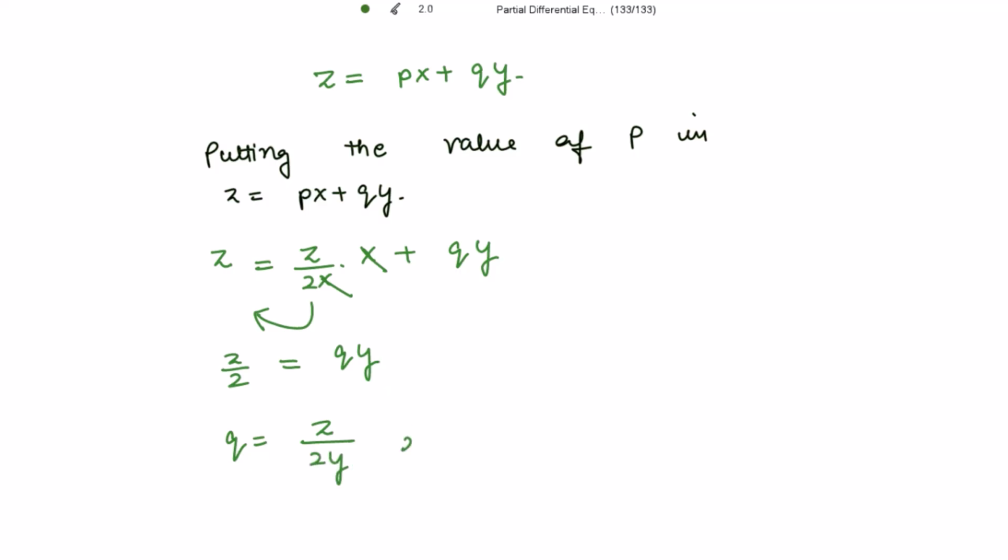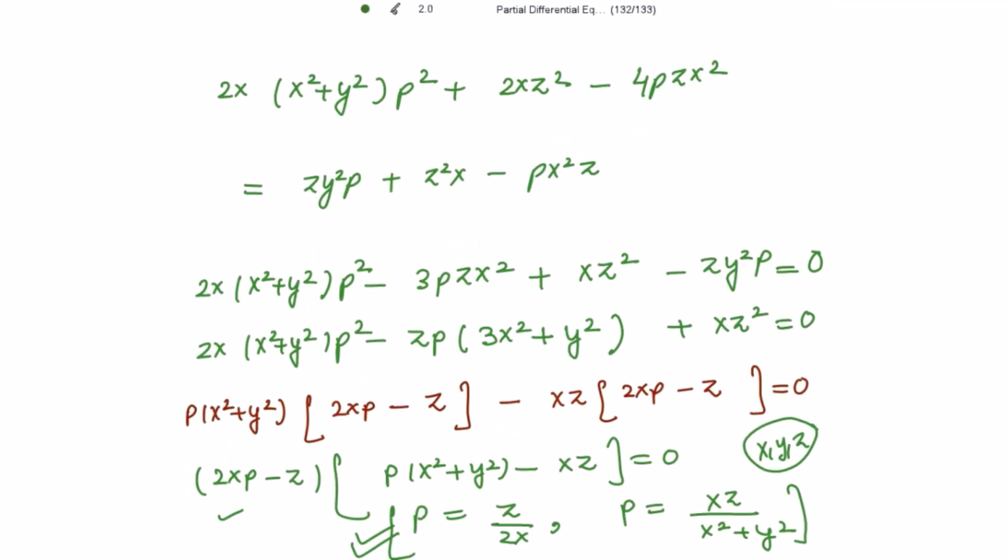Similarly, we can get the another value of q, using the another value of p, we get q equal to yz divided by (x square plus y square) respectively, right? So these are two values of q for these two values of p.